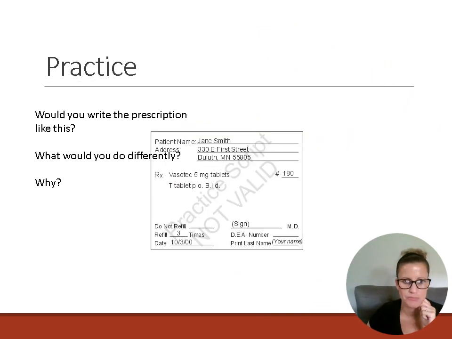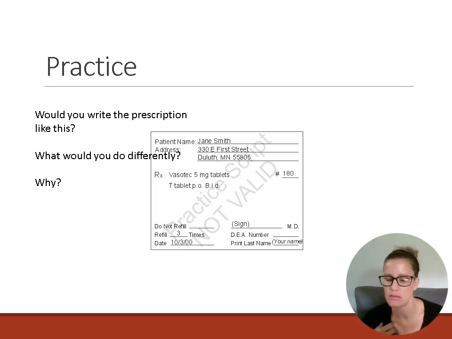Okay, let's see. Let's look at this script and see if it's good. Name and address, great. Vasotec, 5 milligram tablets, great. Again, you could write enalapril, you could write Vasotec, doesn't matter. It's going to be substituted. 180 of them, good. That's a 3-month supply. One by mouth, BID is one by mouth twice daily. For refills, we put 3 times. Great. Dates on there. You would sign it. You don't need your DEA number. Good. Looks good to me.